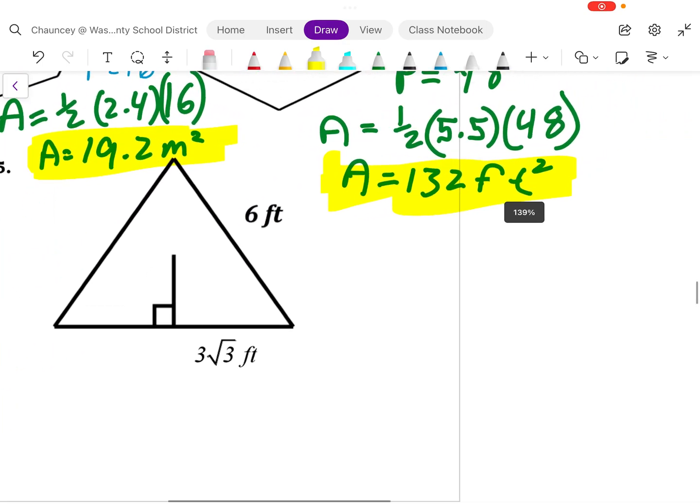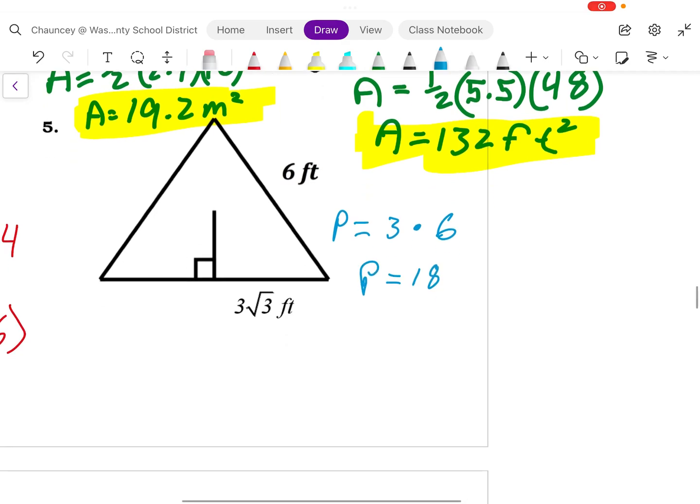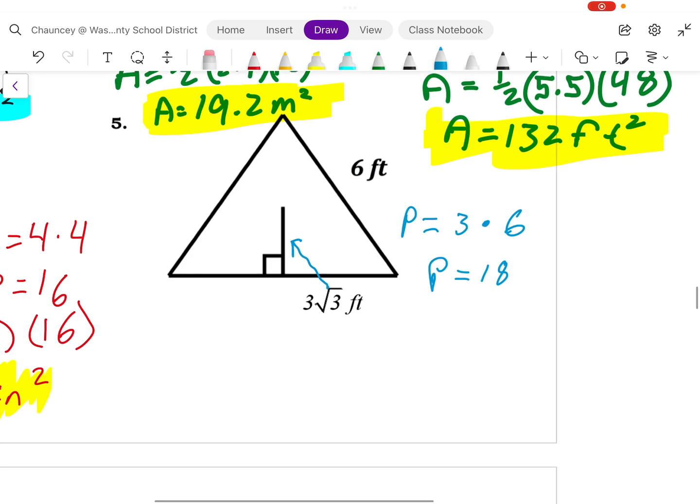All right, number 5. Let's get this triangle here. Okay, so our perimeter is going to be 6 times 3, the number of sides. So we have 3 sides times 6 feet, which gives us 18. And this guy is supposed to be the apothem. It's a little shifted, so you make that adjustment. So our apothem is 3 radical 3.